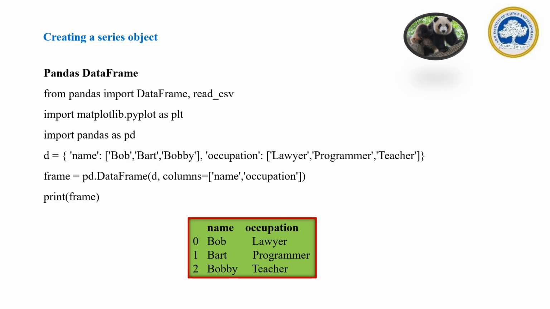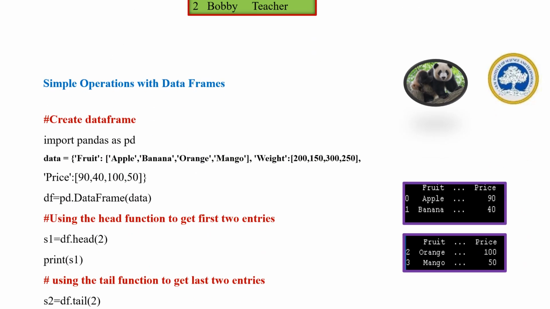pd.DataFrame(d, columns=...), you are going to append another column, name and occupation. You can even give the index, that is the heading of that respective one. Name and occupation, print the frame. You can print the respective data frame.